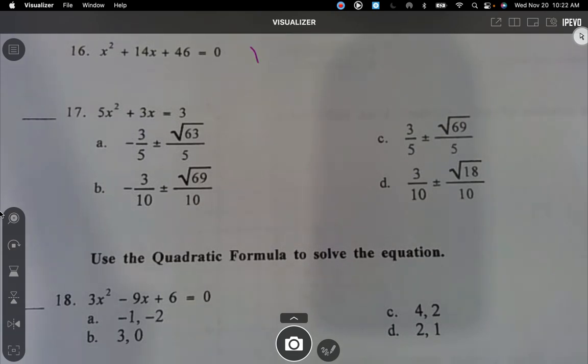So, I would have x squared plus 14x equals negative 46. What did I just do there? Moved the 46 over there, to the other side. Now, what do I do to complete the square? Half 14 squared. Yep, you take half of 14 and square it. So if I take half of 14, it's 7. Square it, 49. So I'm gonna add 49 to both sides.